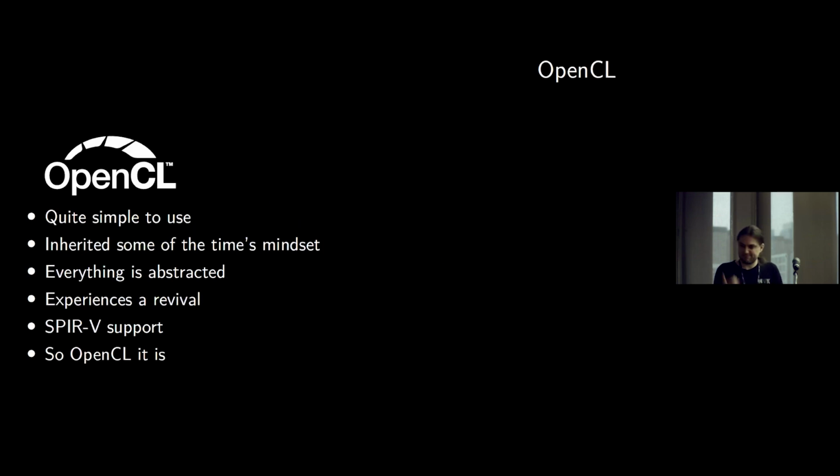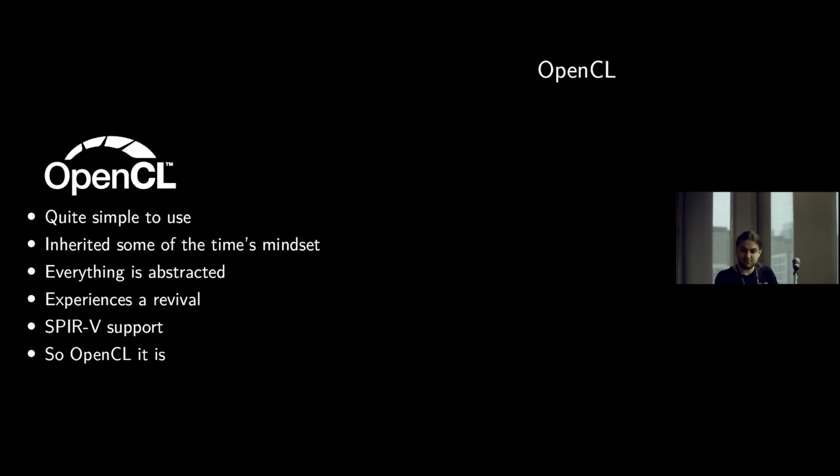So this kind of brings us back to OpenCL because it's simple to use. I think it still inherited some of the mindset of its time. So one could say that the API is kind of outdated, but that's something which could be fixed. It's pretty abstracted from a programming model point of view. You generally don't deal with pointers directly unless you have a programming model like SVM, which provides you that.